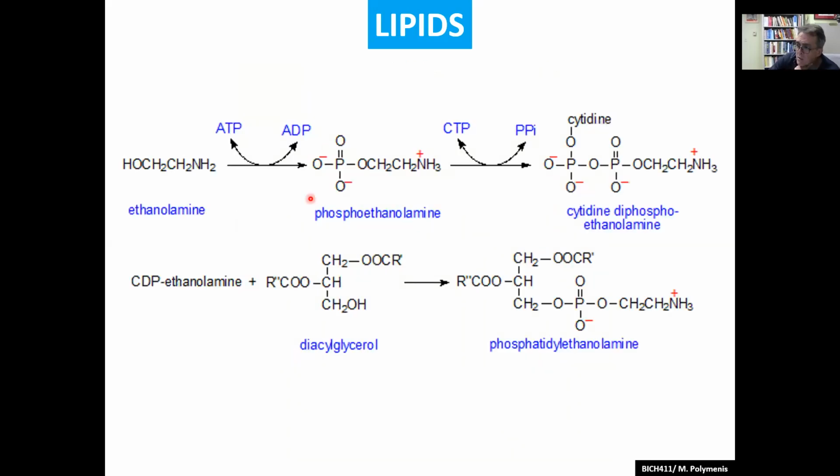The point that I want to make here is when you add these groups, let's say phosphoethanolamine, first you start with ethanolamine, then you phosphorylate, you have phosphoethanolamine, then you use again nucleotidylation to activate these groups for biosynthesis. So we have seen already the same principle, activation.